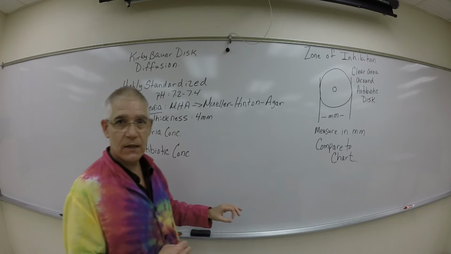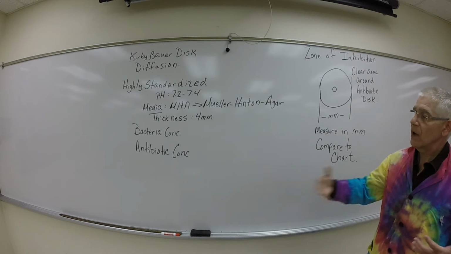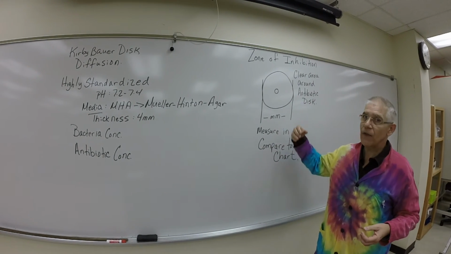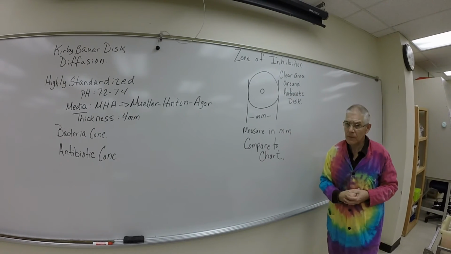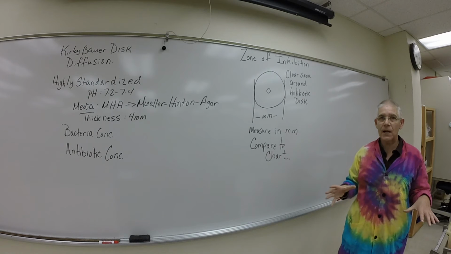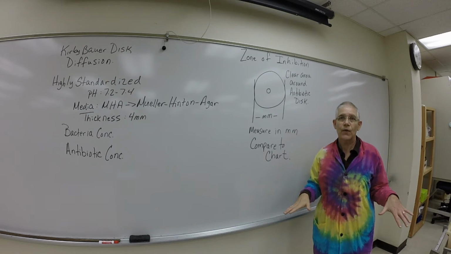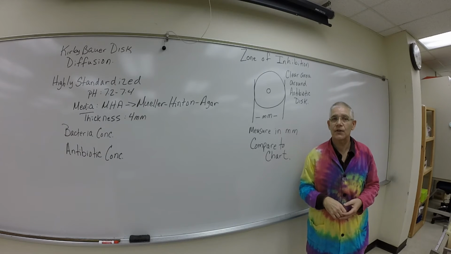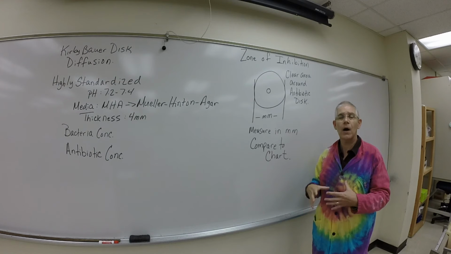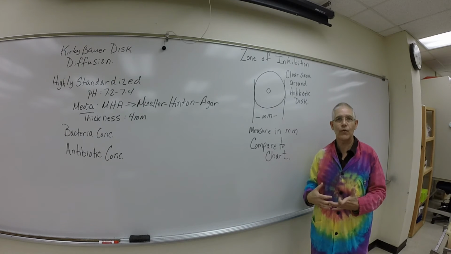Now, one of the things that we will be looking at after we actually do set the plate up is we have to measure what's called the zone of inhibition. And the zone of inhibition is the clear area around the antibiotic disc where no bacteria will grow. So there are some types of antibiotics that are called bactericidal. Those kill the bacteria, and some are bacteriostatic, and those just inhibit the growth.